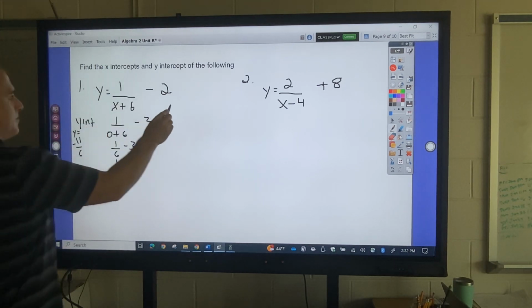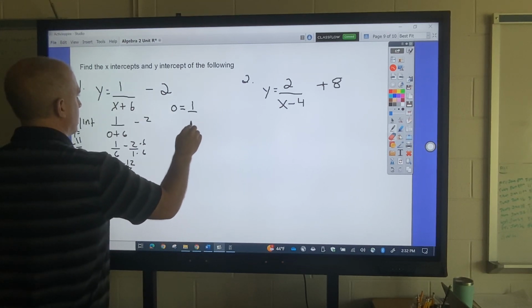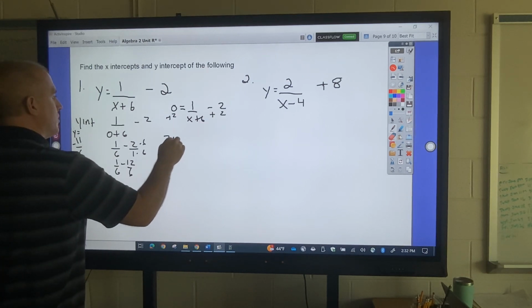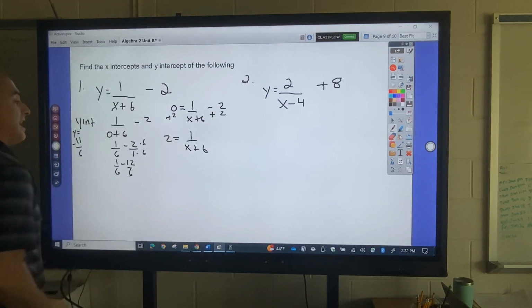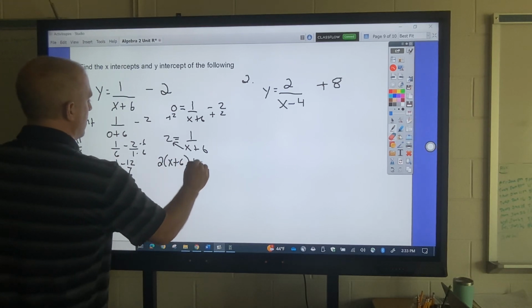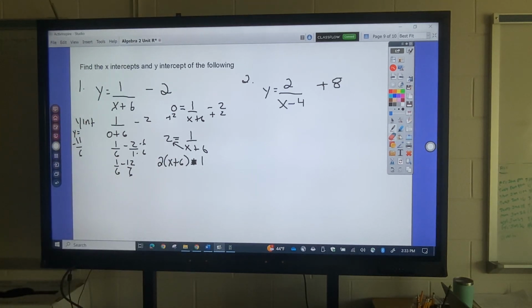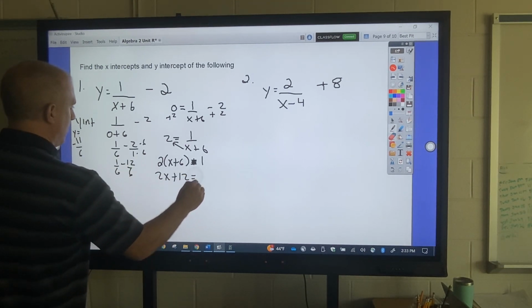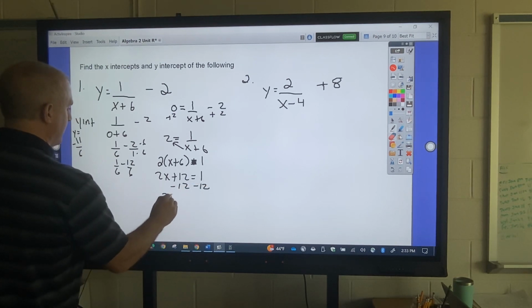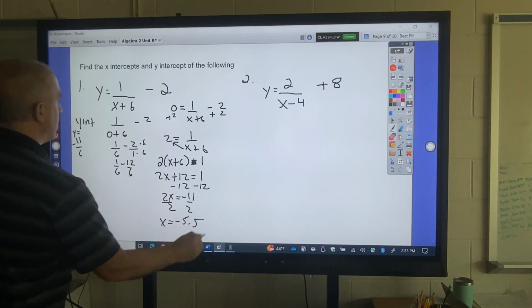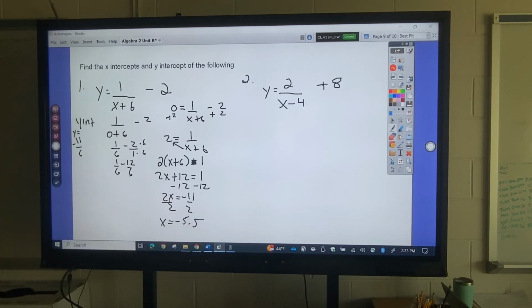For the x-intercept, what I'd have to do is set these equal to 0. Now the way you solve this is add 2 over to the other side. That's going to be 2 equals 1 over x plus 6. Normally, I'm cross multiplying to 0, but now I got this being 2. So when I cross multiply that, I just have to know that I have to distribute. So it's going to be 2x plus 12 equals 1. Subtract 12. Got 2x equals negative 11. Divide by 2. I get x equals negative 5.5. And that would be the x-intercept.